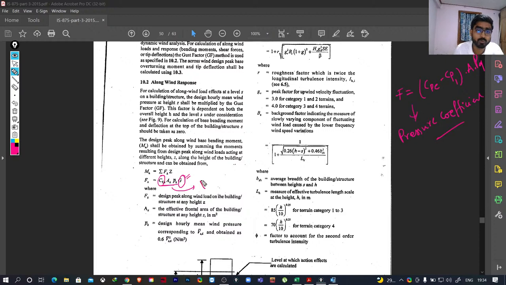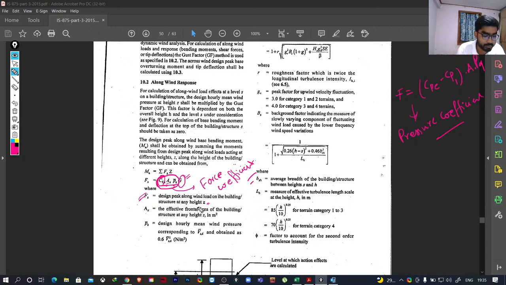This is more about the force coefficient method. Let us find out, first of all, what Cf is, what Az is, and what Pd bar and G are. Up to this will not be an issue. If you see this Fz, it is obviously the design peak along wind load. We are calculating the along wind force first. So it is the along wind load on the building structure at any height z.